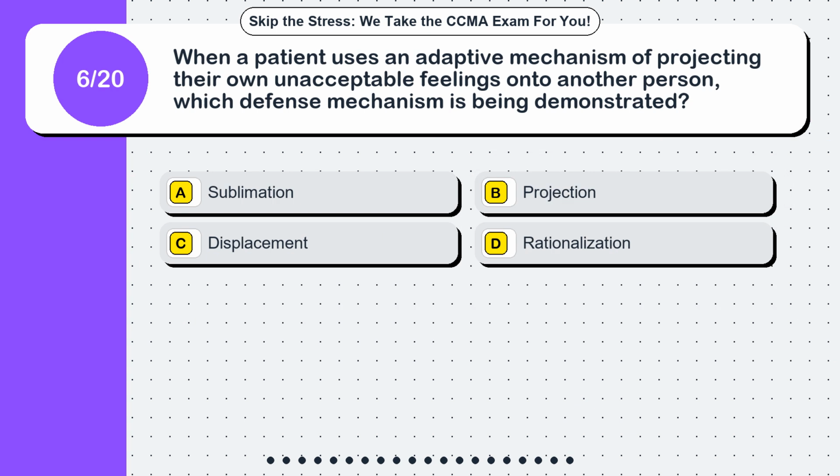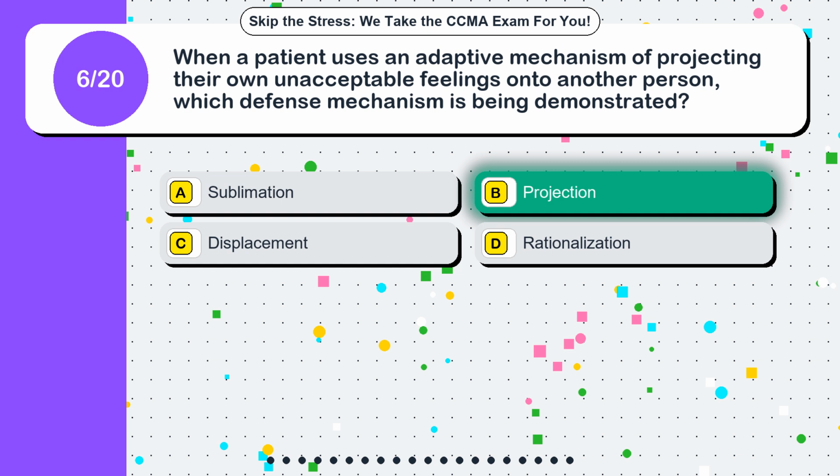Question 6. When a patient uses an adaptive mechanism of projecting their own unacceptable feelings onto another person, which defense mechanism is being demonstrated? Option A, sublimation. Option B, projection. Option C, displacement. Option D, rationalization. The correct answer is option B, projection.